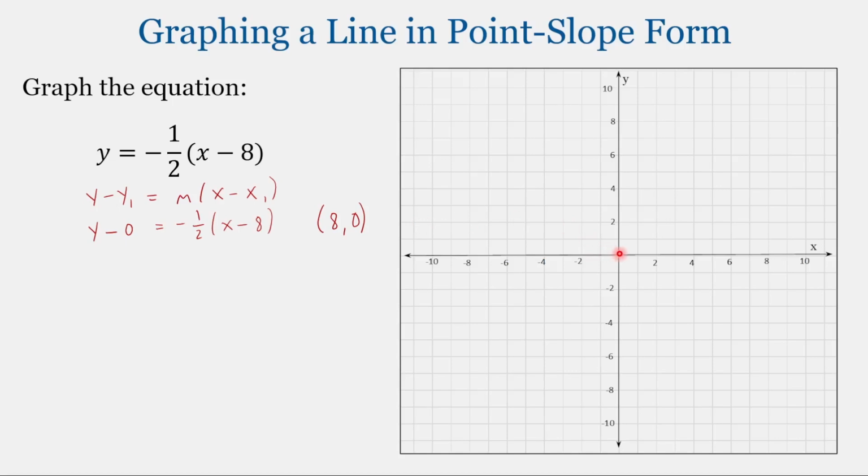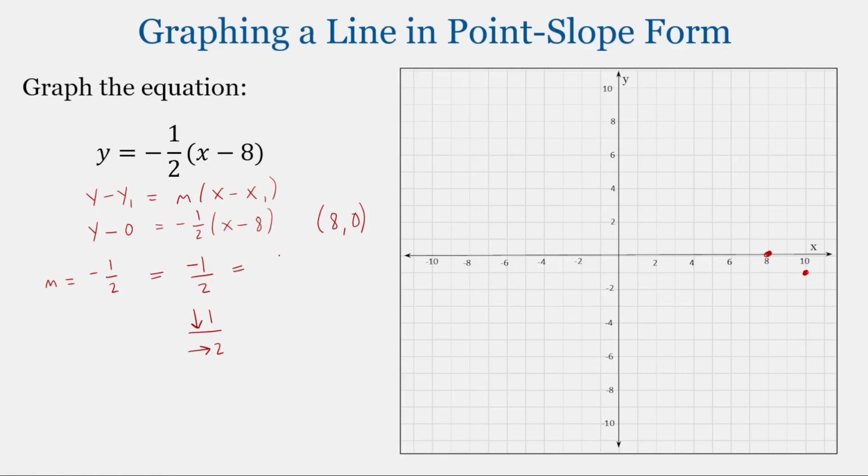So starting at the origin, we're going to move over 8 on the x-axis, and we're not going to go up or down. We're going to stay on the x-axis. And so we have found the x-intercept, where it crosses the x-axis. Now from here, we have a slope equal to negative 1/2. So we can rewrite this with a negative on top, so negative 1 all over 2. That means we'd go down 1 and to the right 2. So from our starting point, we'll go down 1 and to the right 2.